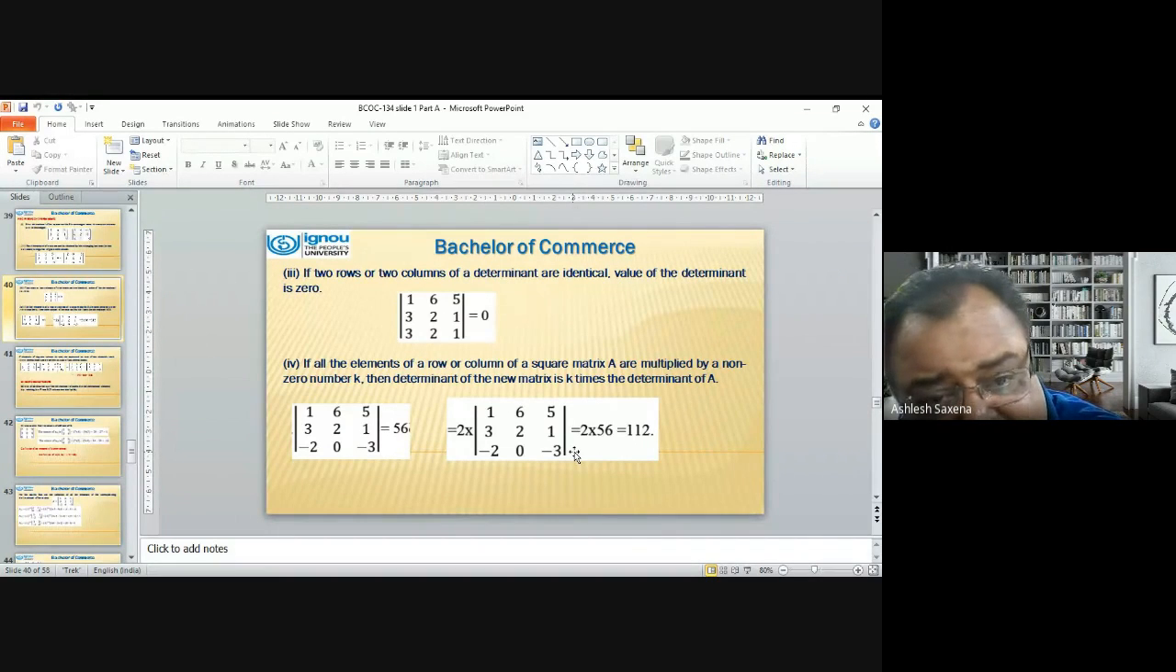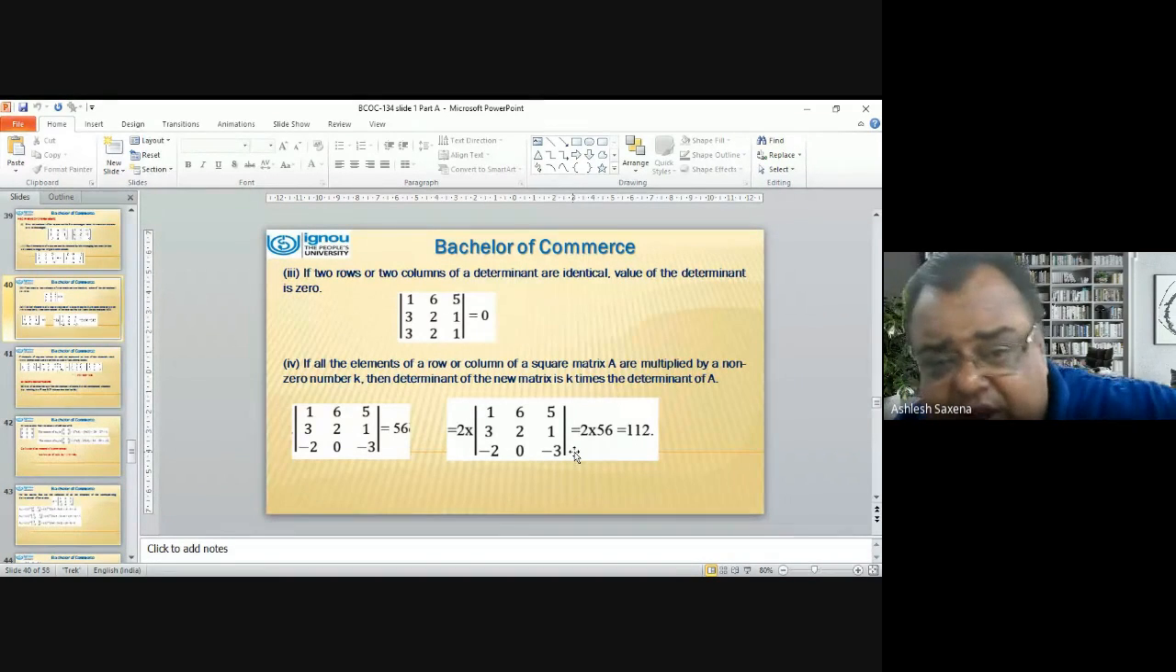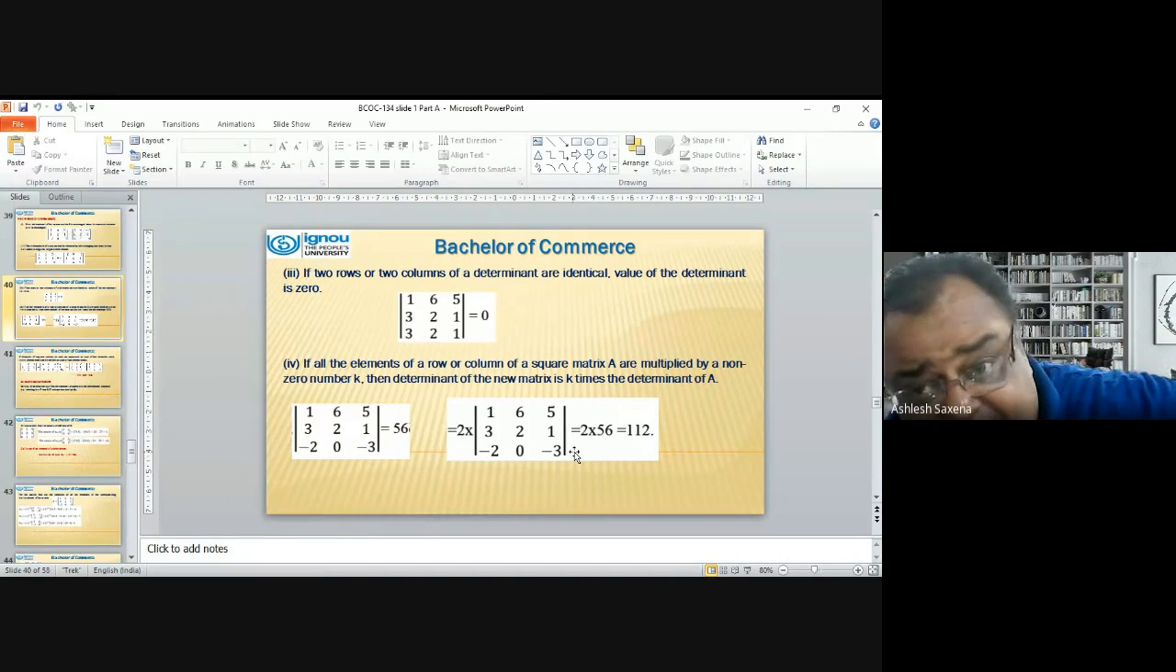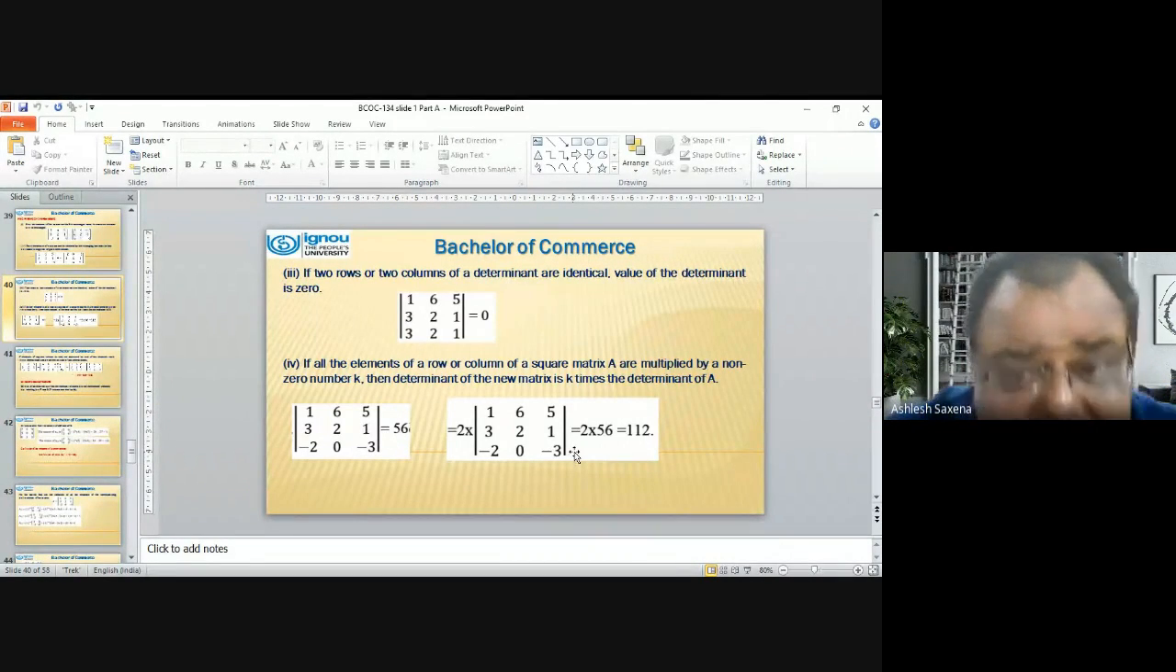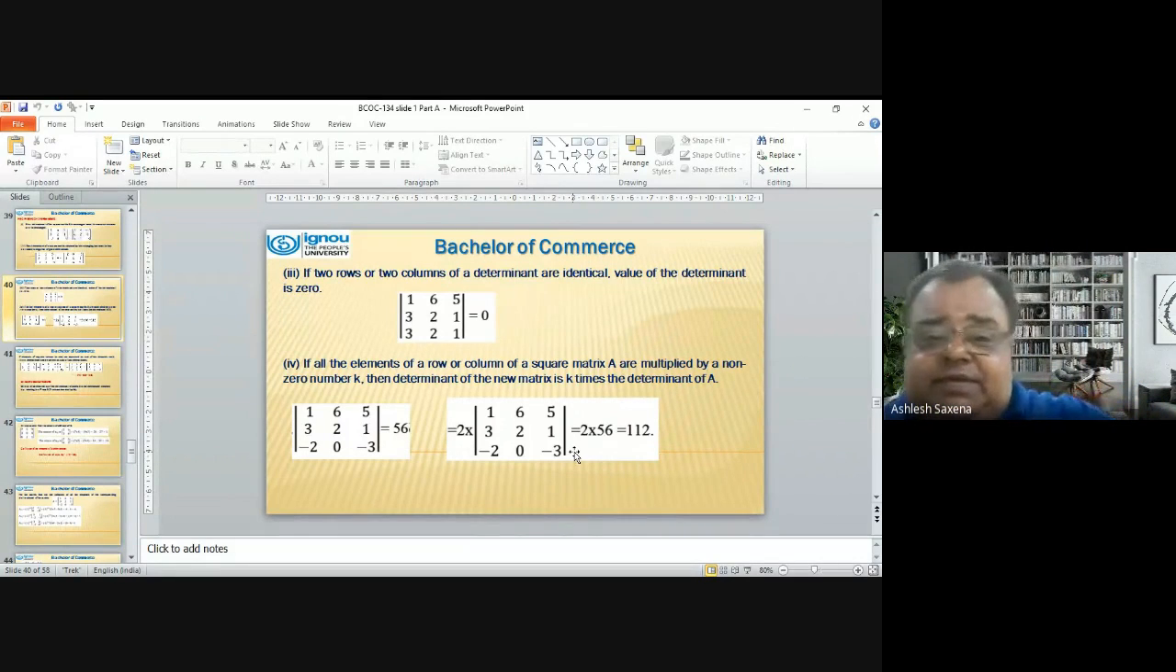The fourth one: if all the elements of a row or column of a square matrix are multiplied by a non-zero number k, then its determinant value will be k times. Here you can see a matrix 1, 6, 5, 3, 2, 1, minus 2, 0, minus 3. Its determinant value is 56. One of my learners wants to multiply this matrix by 2. So I can straight away say that its determinant value will be 2 times 56, that is 112.